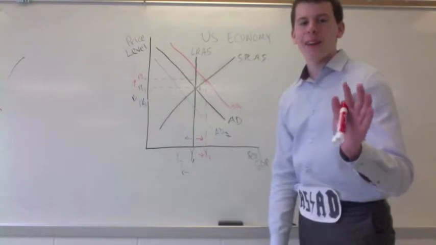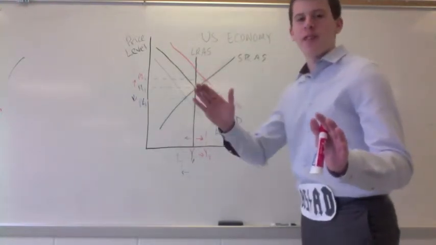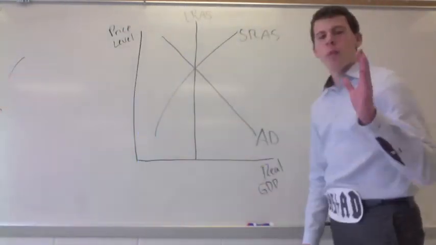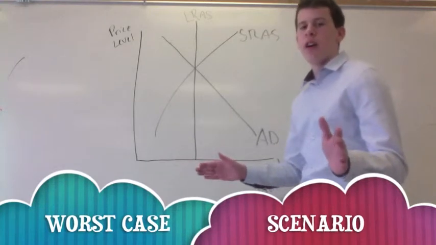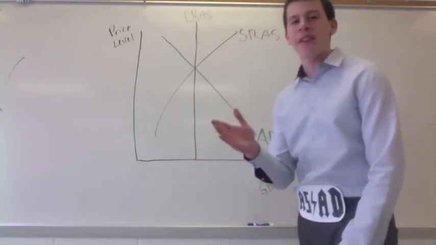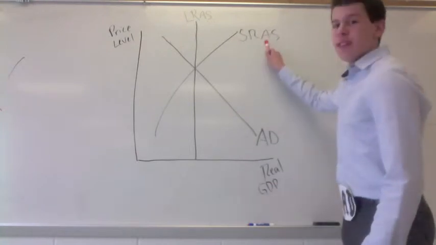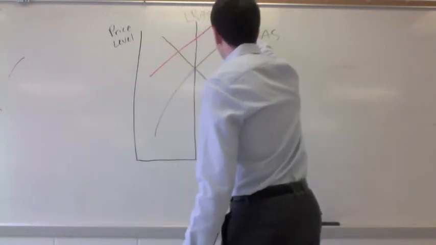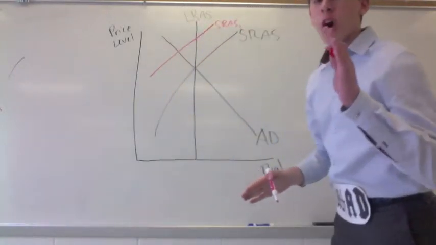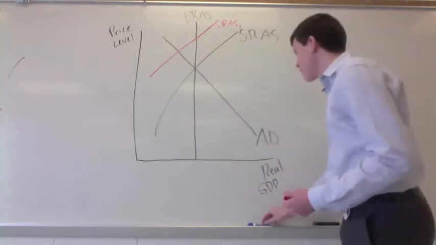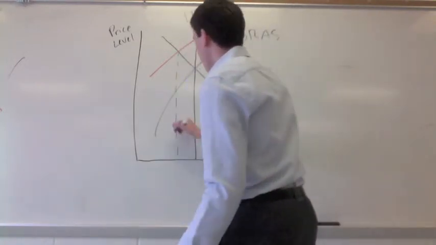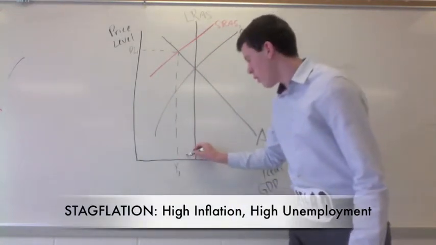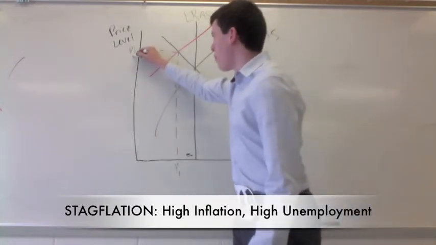Now we're going to look at the self-correcting mechanism. Let me erase this real quick and we can start off with a new graph. Probably the worst possible scenario for the US economy is a thing called stagflation. It is when SRAS shifts to the left. Now this is an awful scenario for the US economy because at this point right here, real GDP has gone down and price level has gone up.